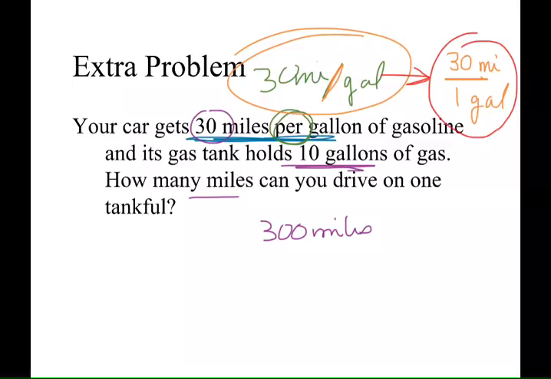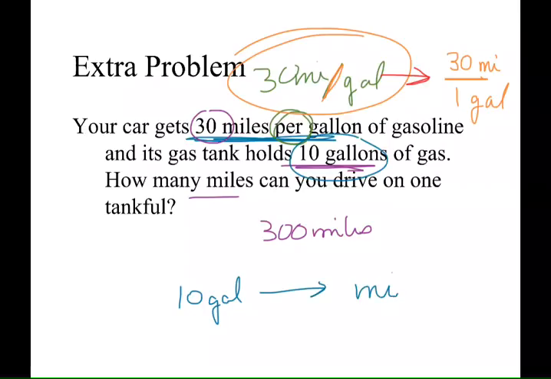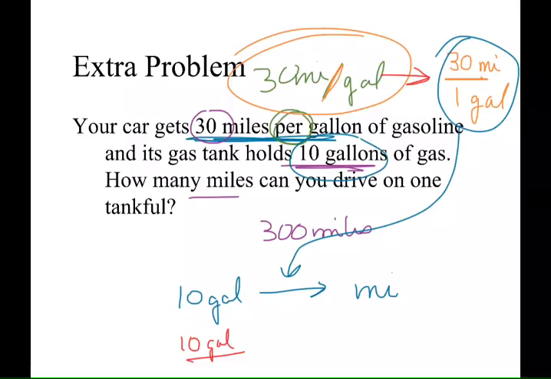To work this problem, factor label, because that's what we're all about, we are basically going to convert 10 gallons, our starting amount, to miles. And the way we're going to do it is to use this relationship right there. So our first number is going to be 10 gallons. How far can you get in 10 gallons?